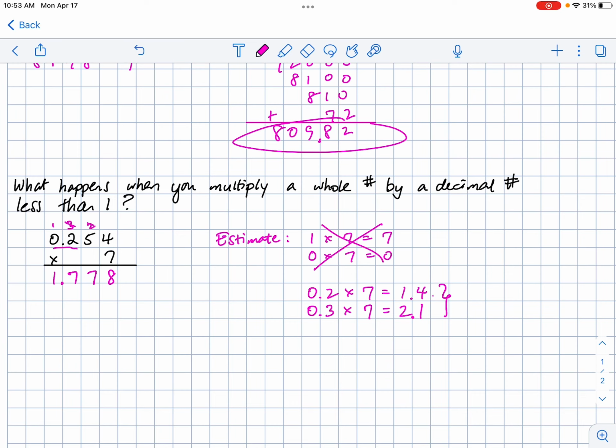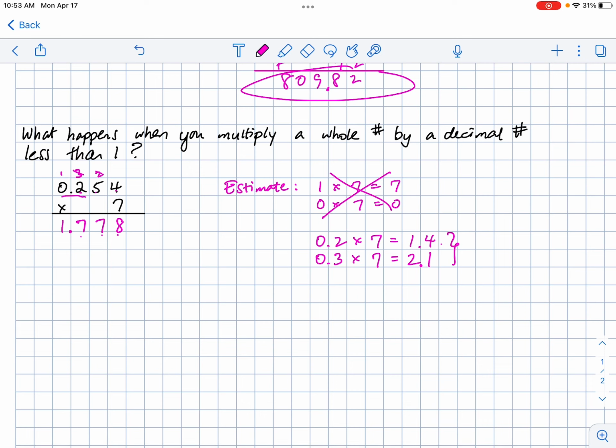Okay. Now, there is a way to check your work, and I'm okay with this too: when you're actually multiplying a whole number by a decimal number less than 1, you can count the number of decimal places. So you know that there are 3 digits after the decimal in the number you multiplied. Therefore, there has to be 3 digits after the decimal in your product. But do not just rely on that. Try to estimate when you can, okay?